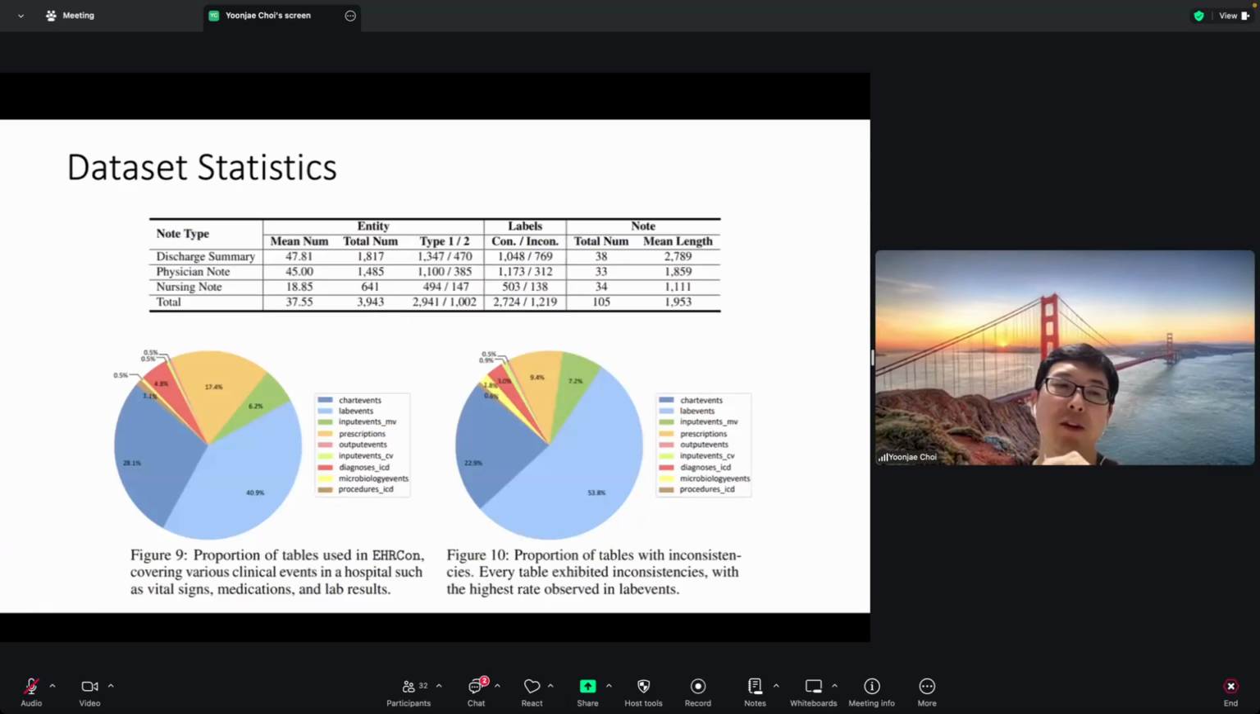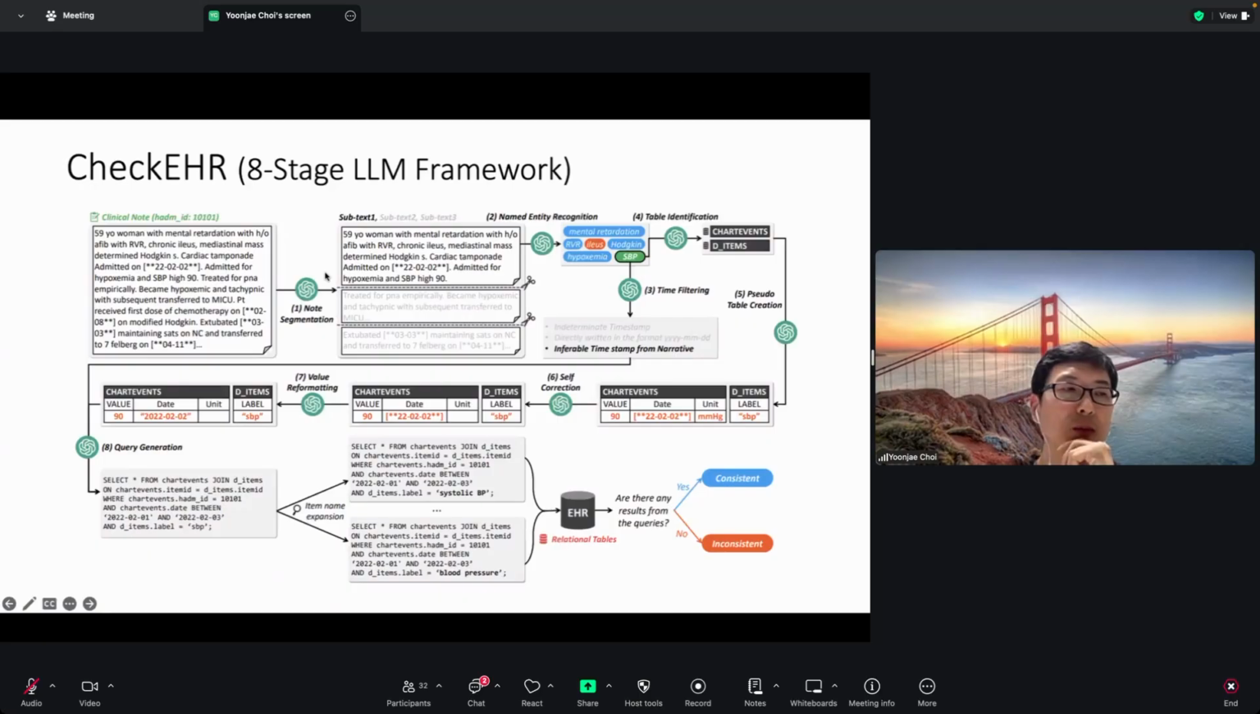So after some preliminary data analysis and annotation, we found that most of the inconsistencies come from the charts or the labs, because they have a lot of entries in the discharge summaries or nursing notes, and they have a lot of numbers. So numbers can be mismatched between the text and the database. It's mostly like 70%, 75%, about 3/4 of the error sources are chart events and lab events. The way we designed the system to automatically detect the inconsistency is very similar to how the students annotated and labeled these inconsistencies.